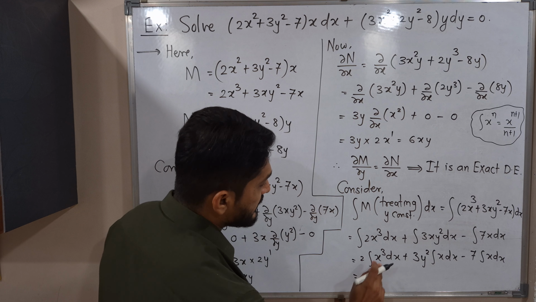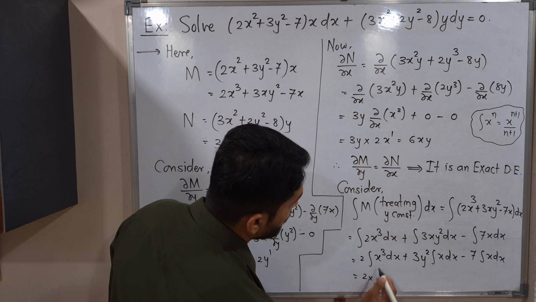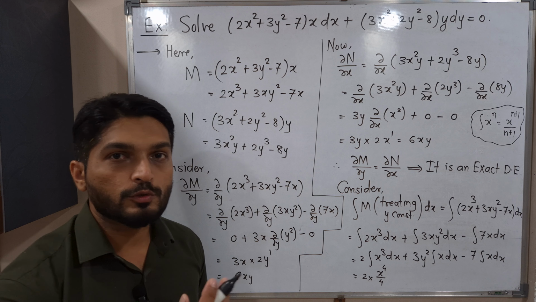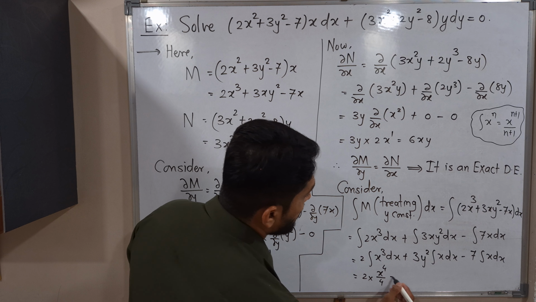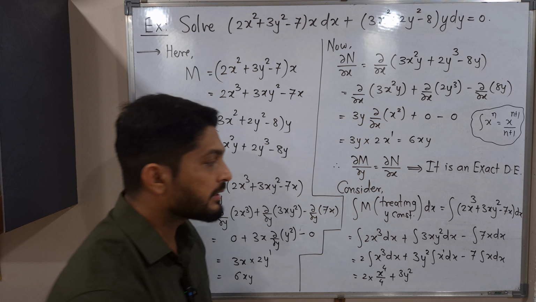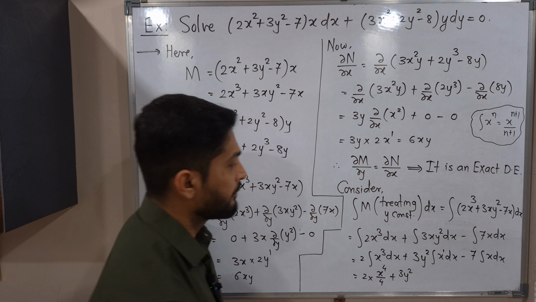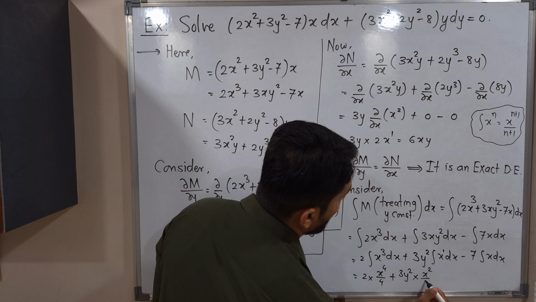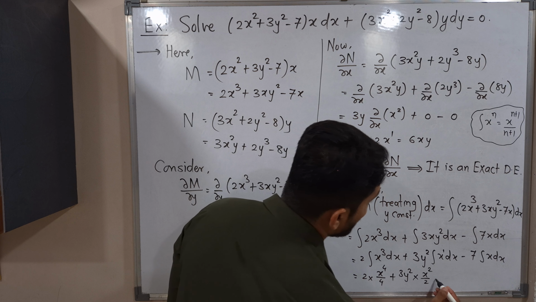So what is the power x has here? 3. Let us increase it by 1, so raised to 4. Same number in the denominator: x raised to 4 by 4. Plus 3y square. What is the power x has? Nothing is there, that means 1 is there. We increase it by 1, that means x square, and the same number in the denominator, 2.